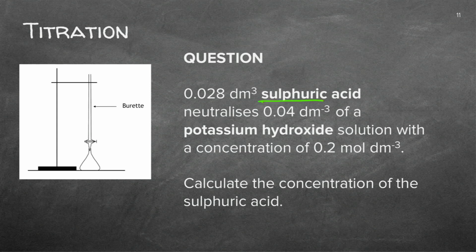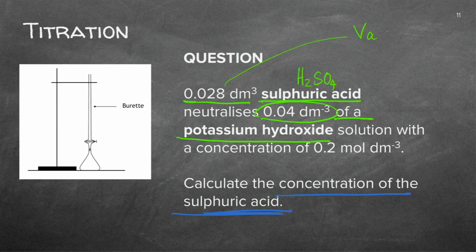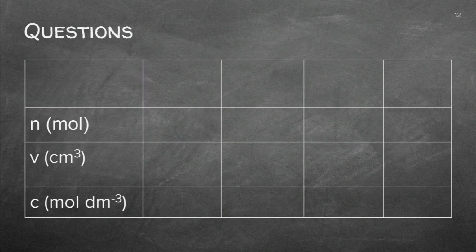And another question. I've got sulfuric acid. Now you should be able to know that this is the formula for sulfuric acid. They again give me the volume of the acid, and they tell me it took that volume to neutralize, and read carefully, of a potassium hydroxide. So they're asking me to calculate the concentration of the sulfuric acid. So let's write down what they gave us. They actually gave us no equation.